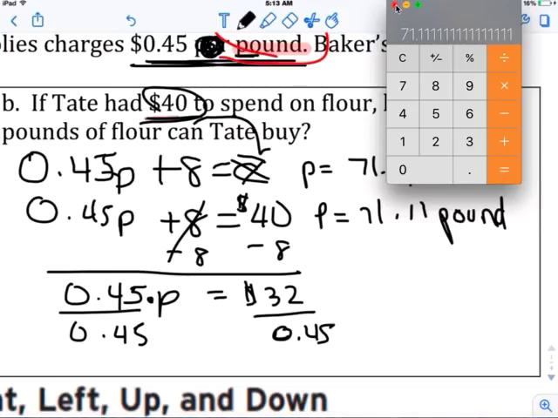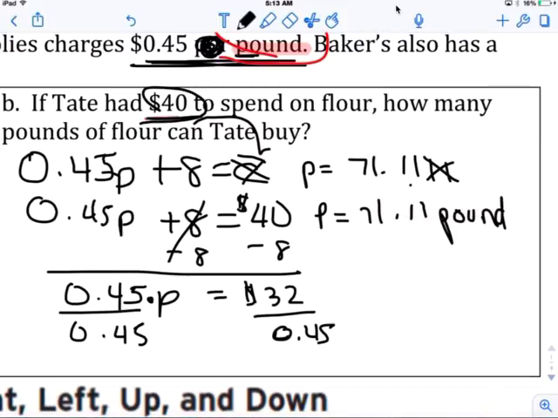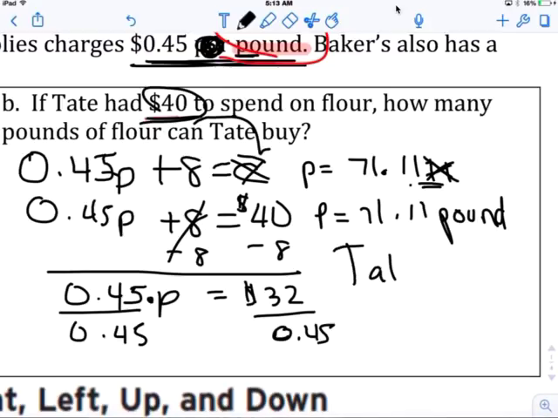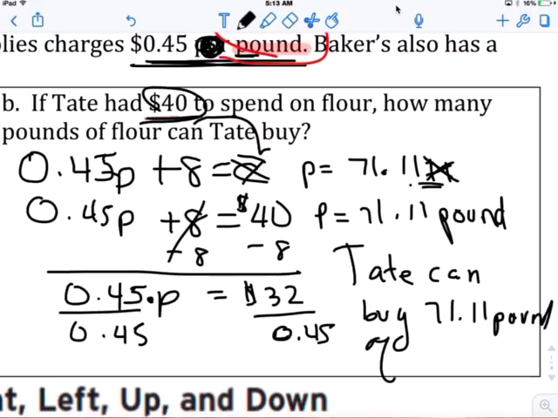Uh-oh, that's what I did. Nearest hundredth is the 11. Two numbers after. You don't need any number after that. That's a 1, so the 11 stays the same. So how many pounds can Tate buy? Tate can buy 71.11 pounds of flour.